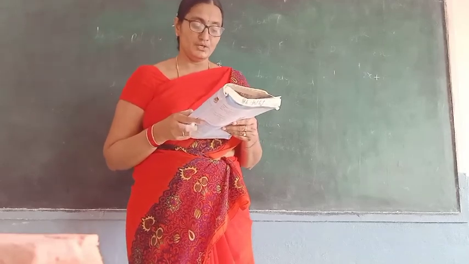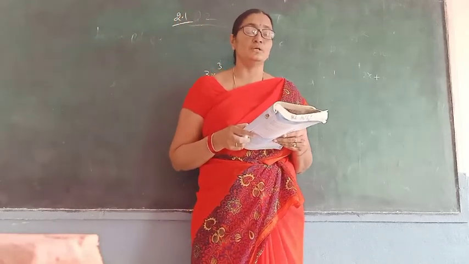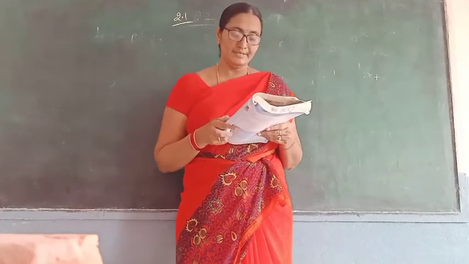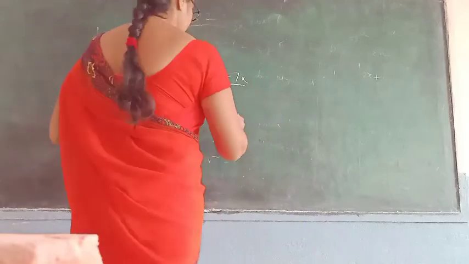Next one. Degree of 0 polynomial is 0. 0 ki polynomial degree 0 avutunda? No, false.